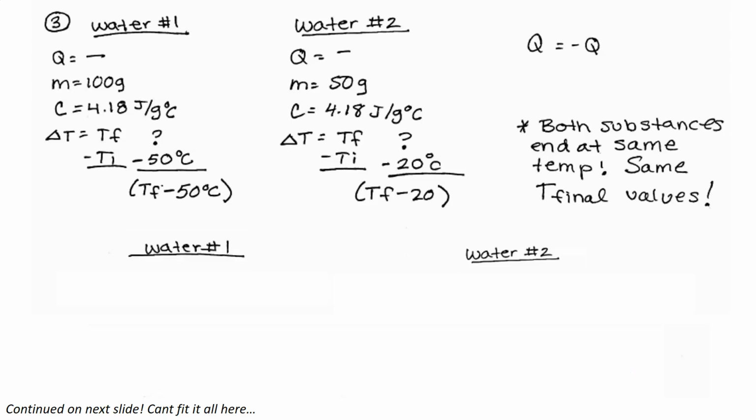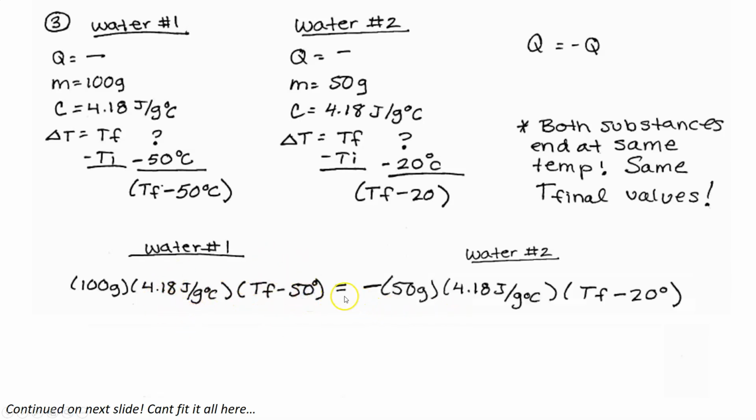Half of my equation will be for water number 1. Half will be for water number 2. I have mass M C delta T equals negative, because it's the opposite, MC delta T. No, it doesn't matter if you put the waters on opposite sides. Who cares? If it's flipped, it's flipped. It doesn't matter.